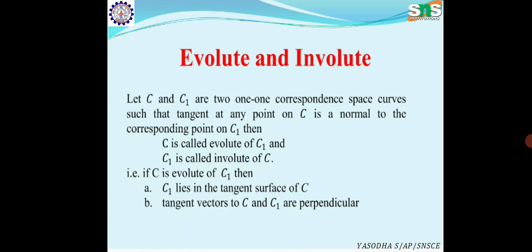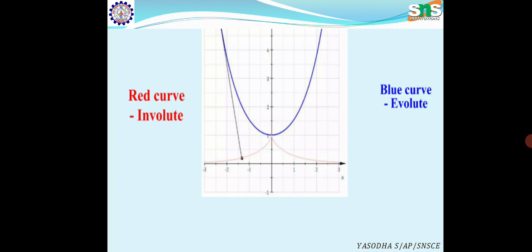That is, if C is the evolute of C1, then C1 lies in the tangent surface of C. Tangent vectors to C and C1 are perpendicular. In this graph, the red curve represents the involute and the blue curve represents the evolute. In simple terms, the given curve is the involute.